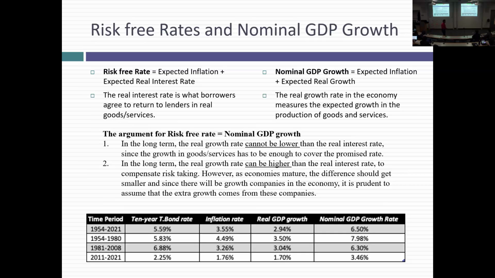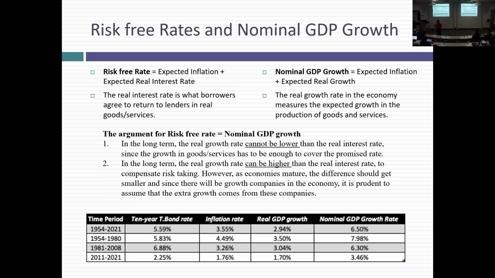Here's the theoretical reason. Now, when we talked about risk-free rates, remember we talked about the two components, expected inflation and expected real interest rates, the Fisher equation. So let's write that out for the risk-free rate. What goes in a nominal growth rate in an economy? Expected inflation and expected real growth. So we set those equations next to each other. The expected inflation is in both equations. You can cancel them out.